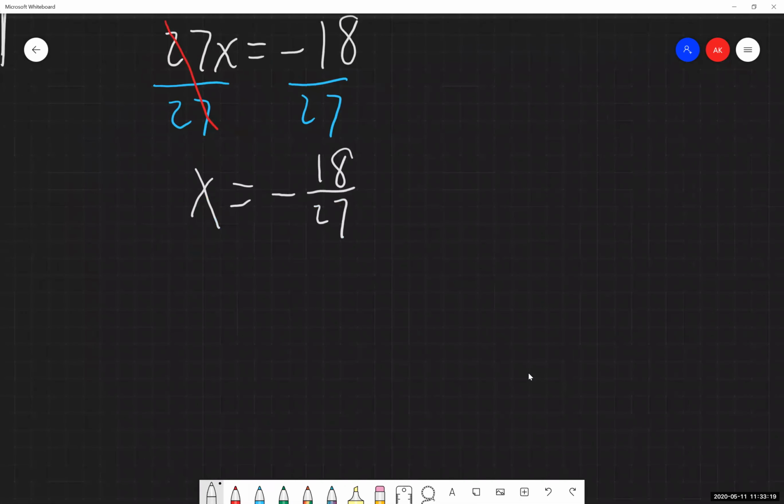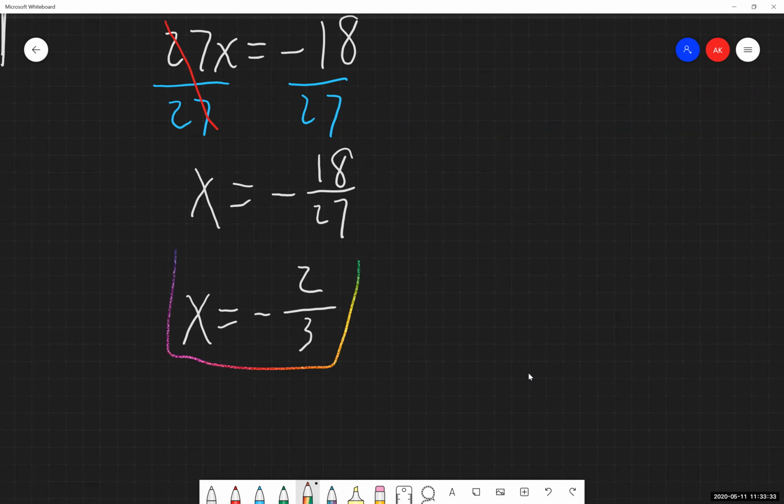Then we always ask ourselves, can we reduce this fraction down any further? 9 evenly divides into both of these, which means this can reduce down to being negative 2/3. We have our final answer there.